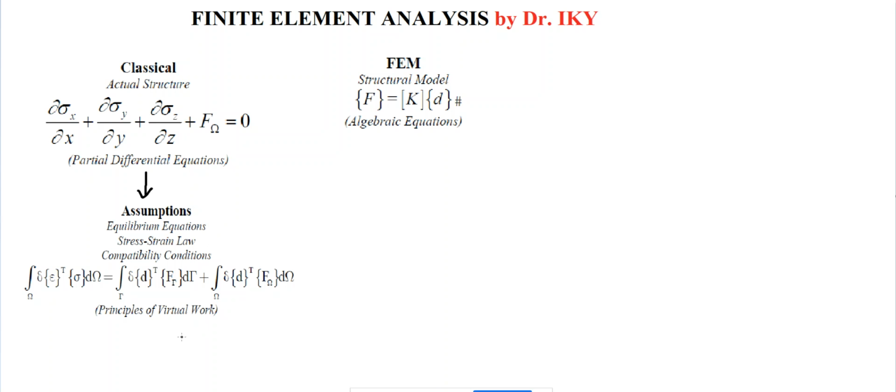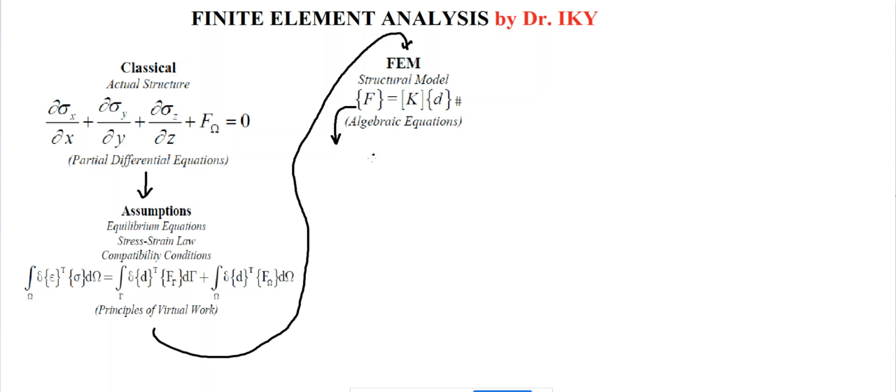Yes, it means we will get here the finite element structural model. F is defining the force vector, K is defining the stiffness matrix, and D is defining the deformation or displacement vector.